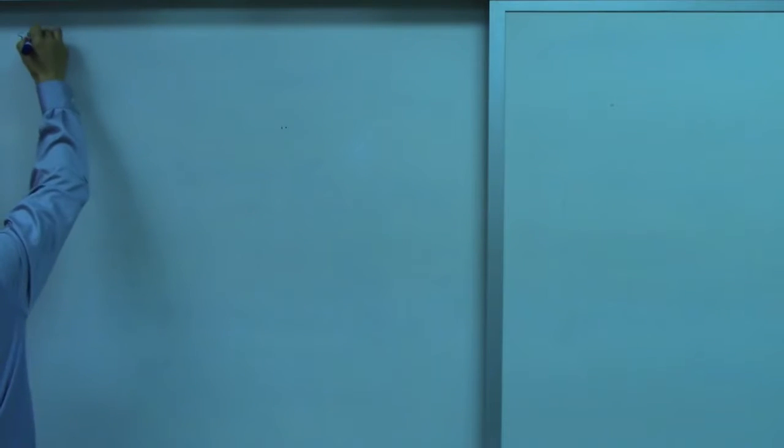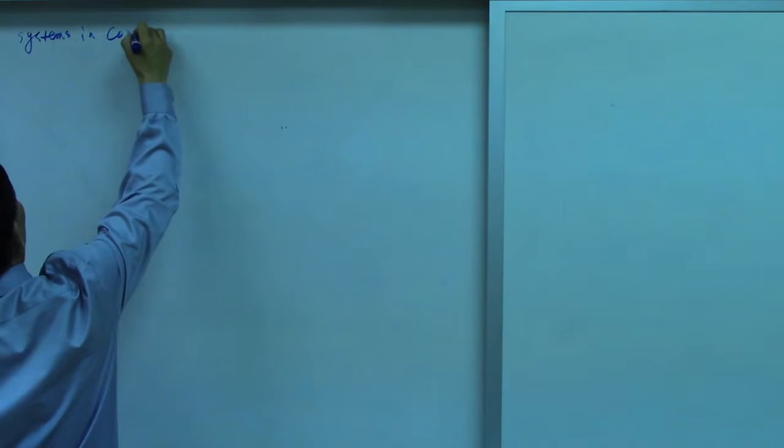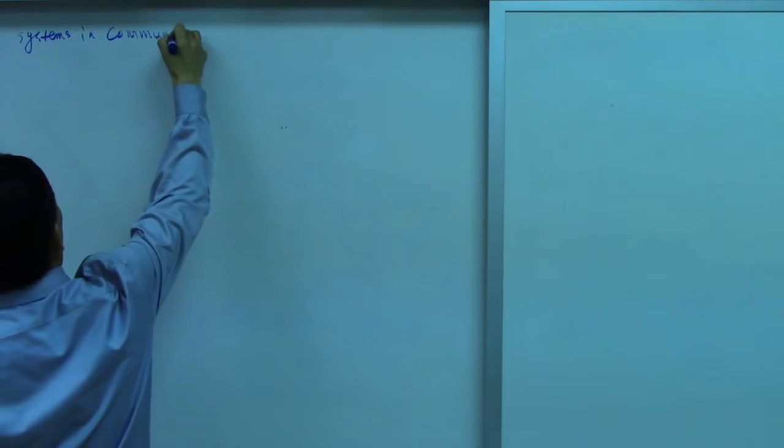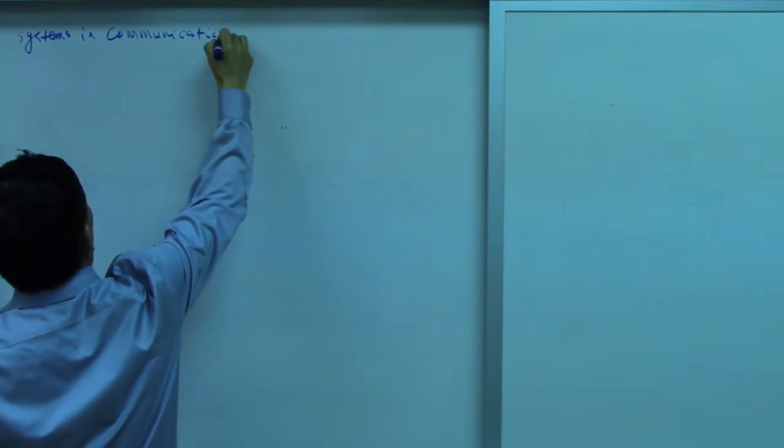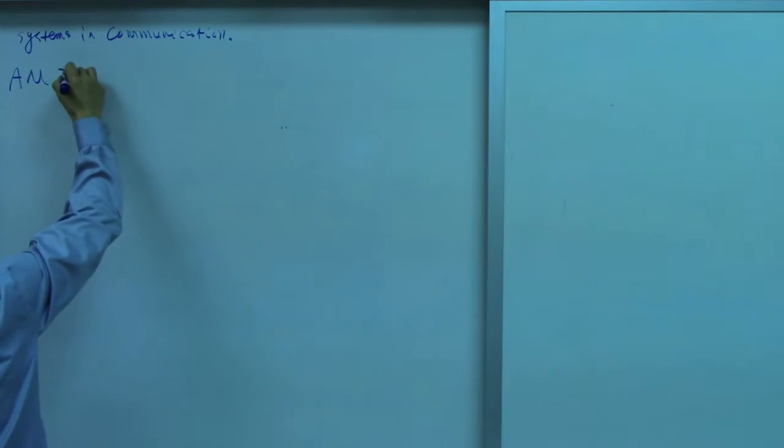Systems in analog communication. Okay, we only discuss several. The first one is the AM transmitter.